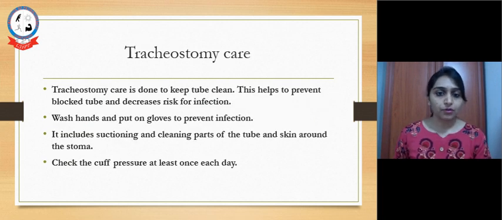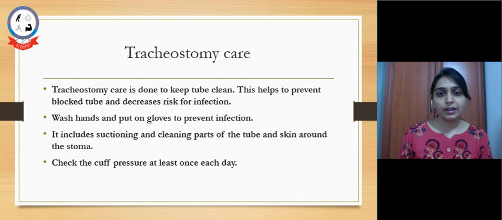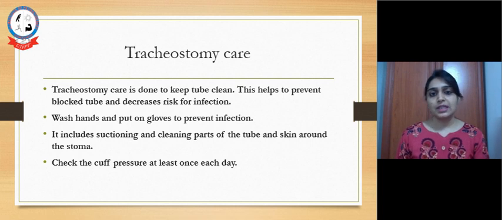How can we take care of the tracheostomy tube? We must clean the tracheostomy tube to prevent blockage and increased risk of infection. We should use washed hands. We should put on gloves to prevent infection. We should do suctioning regularly around the tracheostomy tube area before deflating the cuff. We should also clean the stoma and skin around it, and we should check the cuff pressure at least once each day.